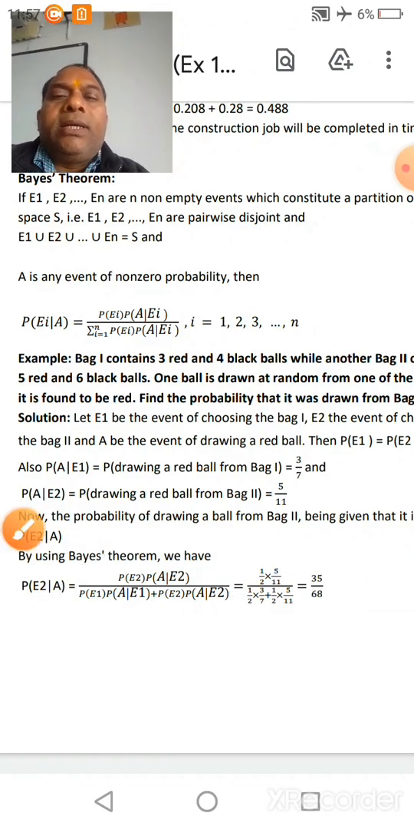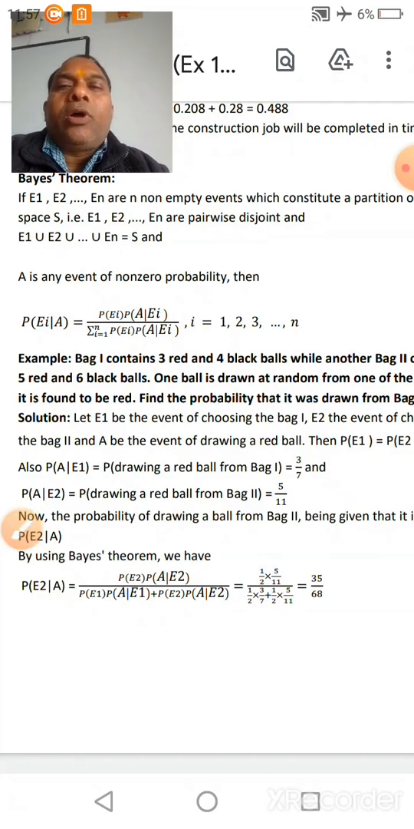Clear, students? So now you have to solve the questions related to these topics, and also you have to solve exercise 13.2 and 13.4 with examples.